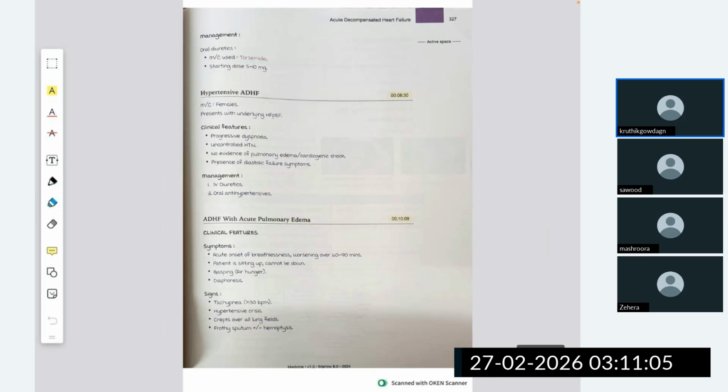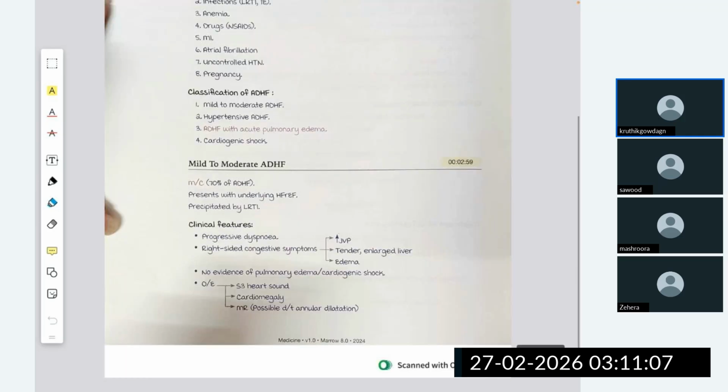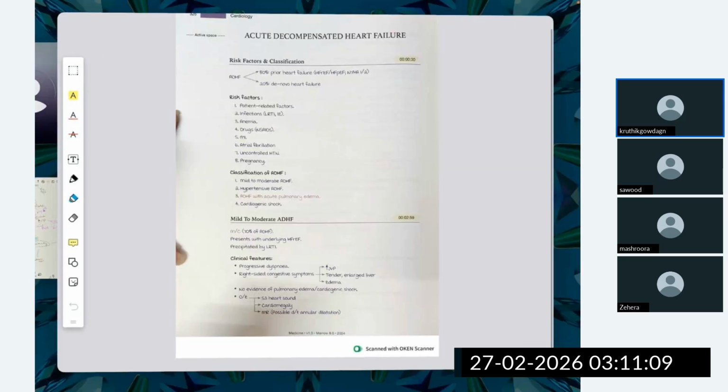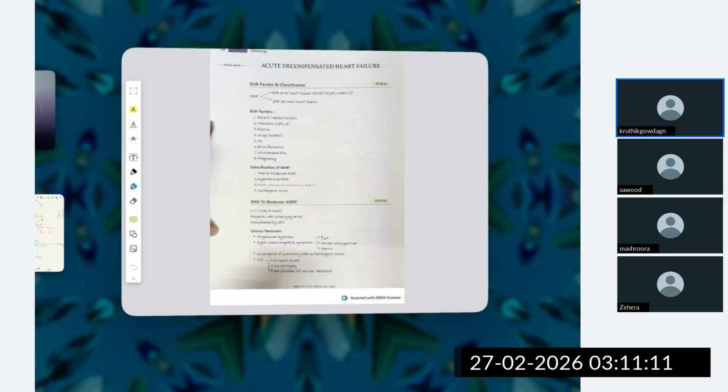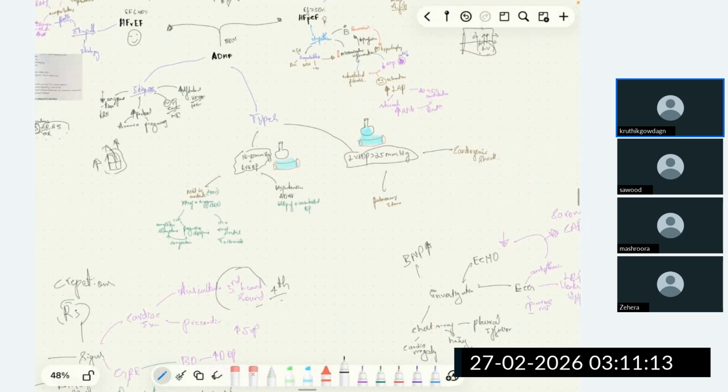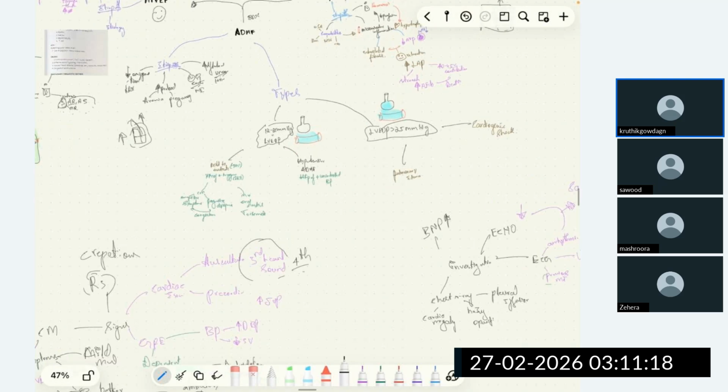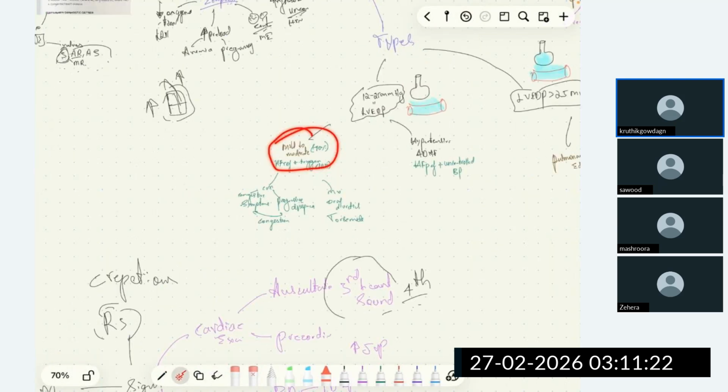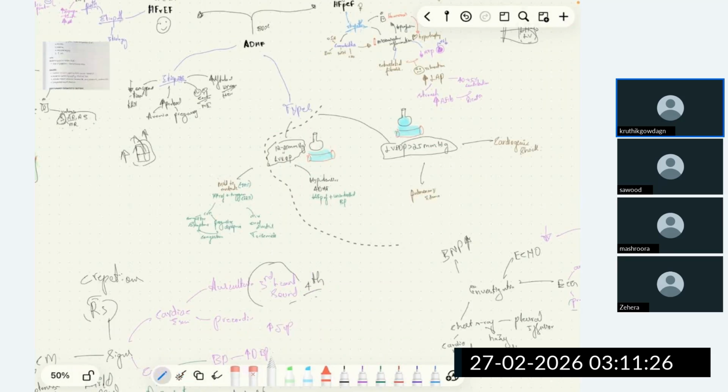Acute decompensated heart failure risk factors: we saw that acute decompensated heart failure is broadly divided into two types, that is mild to moderate acute decompensated heart failure. Don't worry about all these things, we'll see it afterwards. Or let's take all these things together. In acute decompensation, there can be four things.